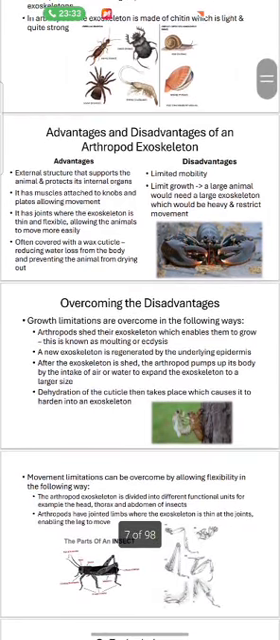Advantages and disadvantages of exoskeleton. So the advantages are that it is an external structure that supports the animal and protects its internal organs. It has muscles attached to knobs and plates allowing movement. It has joints where the exoskeleton is thin and flexible, allowing the animal to move more easily. Often covered with a wax cuticle, reducing water loss from the body and preventing the animal from drying out.